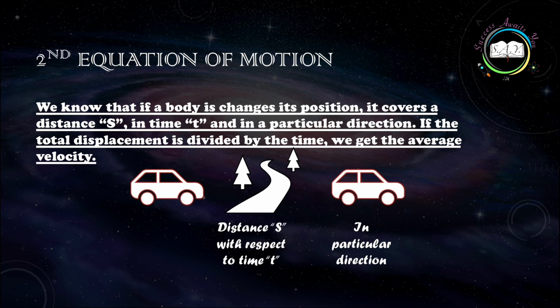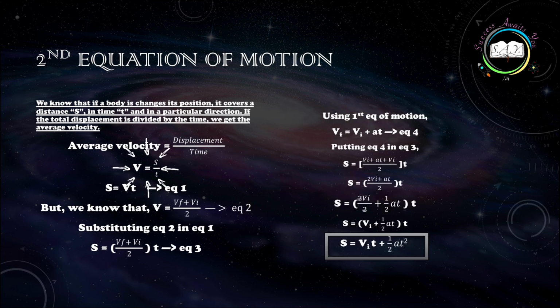For the second equation of motion, consider a body which is moving and changes its position and covers a distance, s, in time, t, in a particular direction. Also, if the total displacement, s, is divided by the time, t, we get the average velocity, v equals s upon t. We will send the dividing t from the right side to the left. The equation becomes s equals vt. Suppose it's our equation 1. Also, the average velocity, v, equals vf plus vi upon 2. Suppose it's our equation 2.